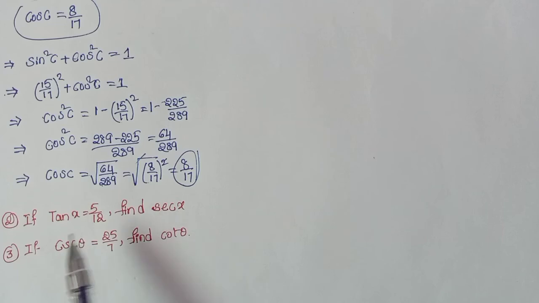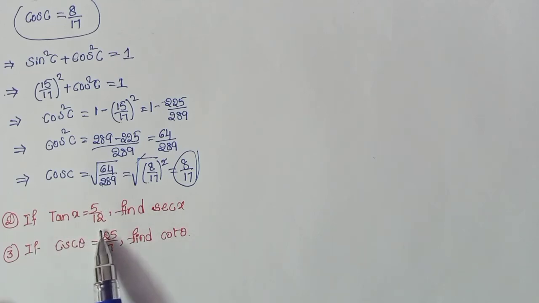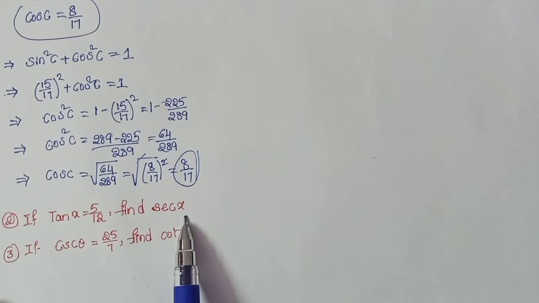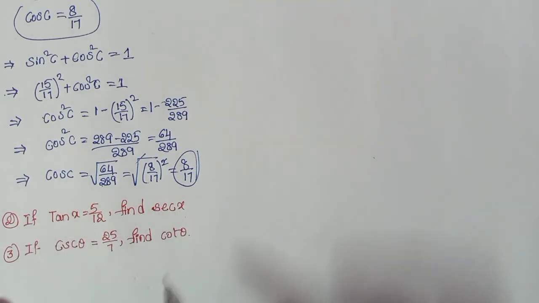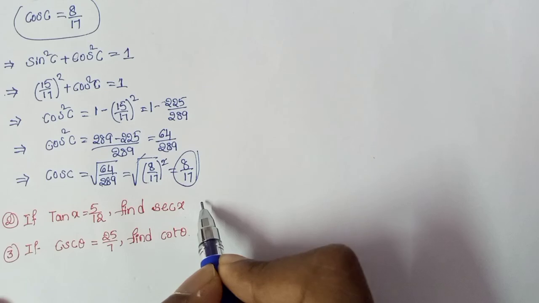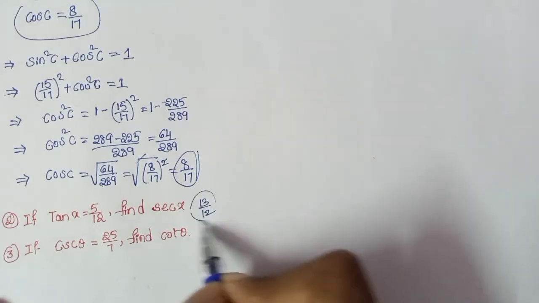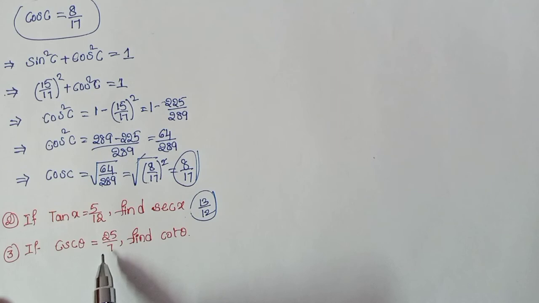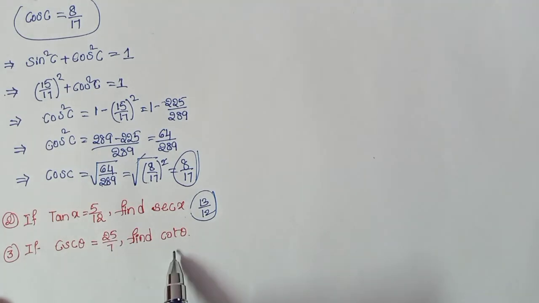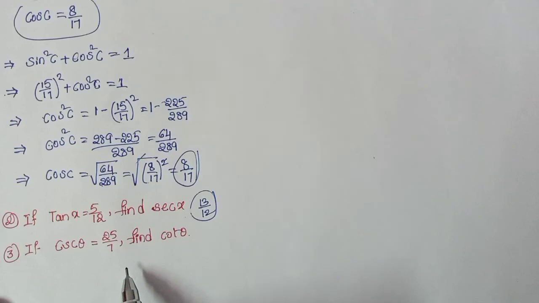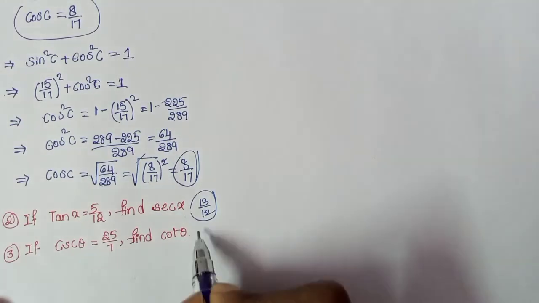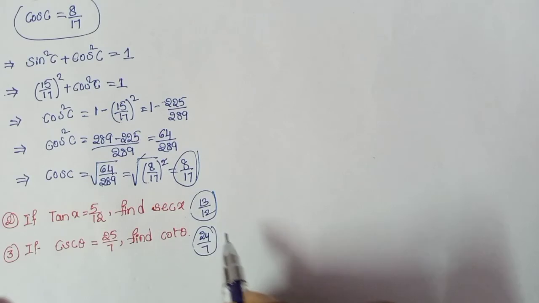The next questions are: if tan x is equal to 5 by 12, find sec x. You can use the second identity, that is sec square theta minus tan square theta is equal to 1, to evaluate this problem, and you will get sec x as 13 by 12. Next, if cosec theta is equal to 25 by 7, find cot theta. This is evaluated by using the third identity, that is cosec square theta minus cot square theta is equal to 1. If you evaluate, you will get cot theta as 24 by 7. I hope you do it.